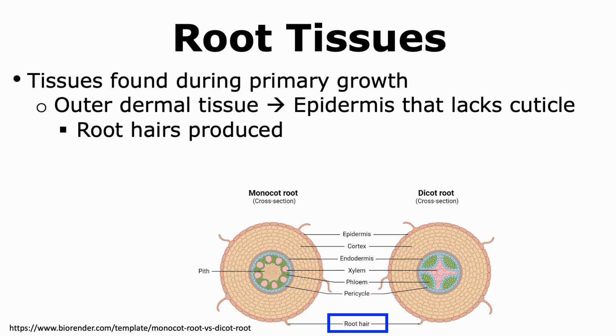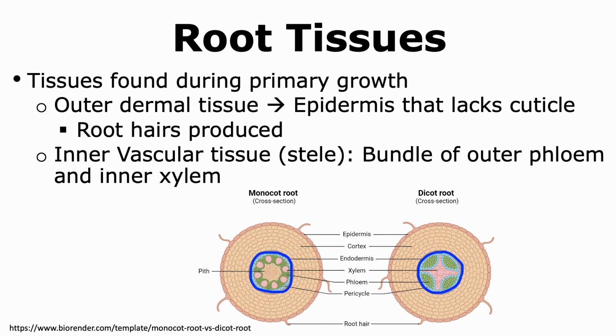In addition to dermal tissue, vascular tissues are also found in roots. The vascular tissues are usually found in the form of vascular bundles. These vascular bundles include phloem that is present on the outer side and xylem that is present in the more interior end. This bundle of vascular tissue is also called the stele in vascular plants.